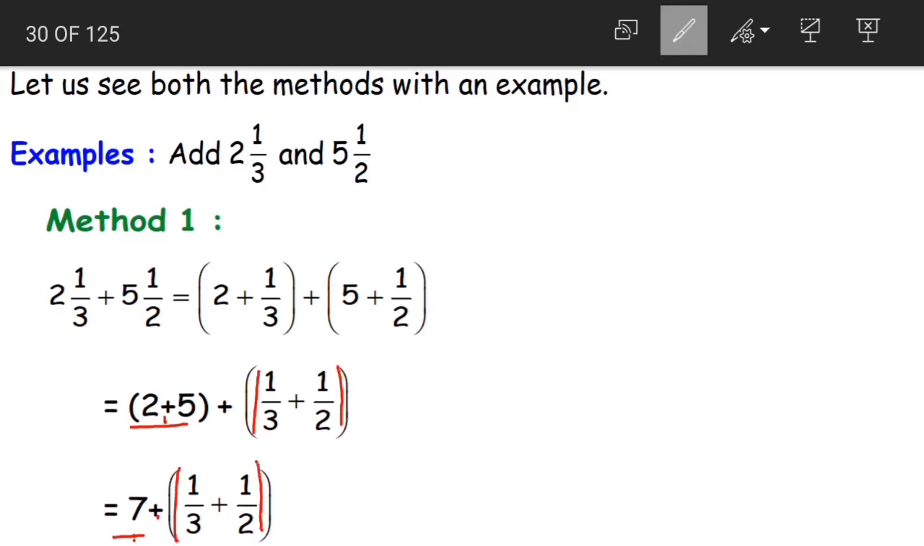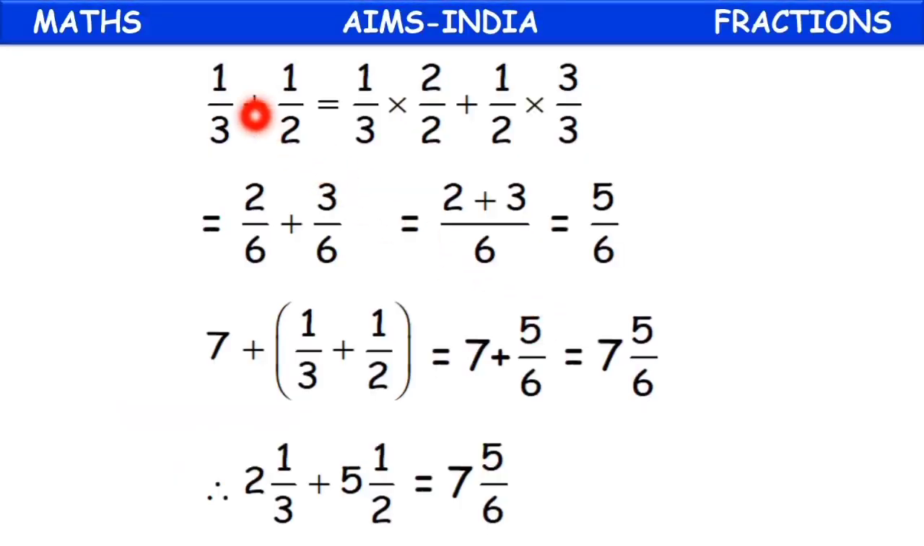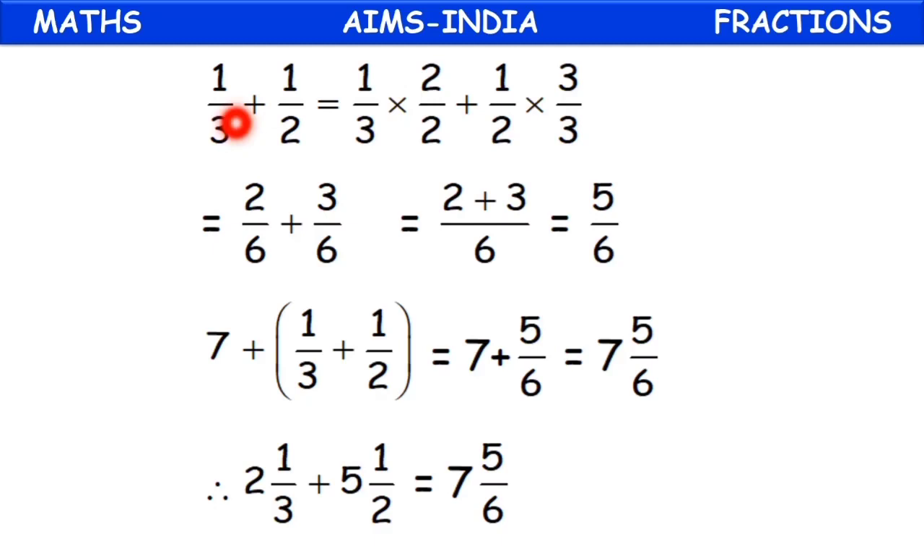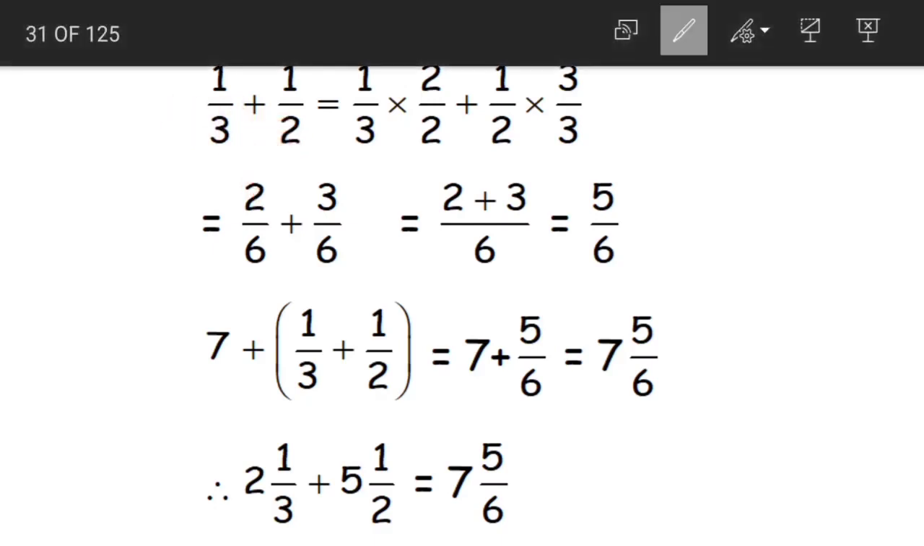2 plus 5 is equal to 7 plus we have 1 by 3 plus 1 by 2 here. What do we have? 1 by 3 plus 1 by 2. These two are our unlike fractions. We need to convert them into like fractions by taking the LCM. If you remember the previous sum we did, the LCM of 3 and 2 was what, children? The LCM of 3 and 2 is equal to 6.